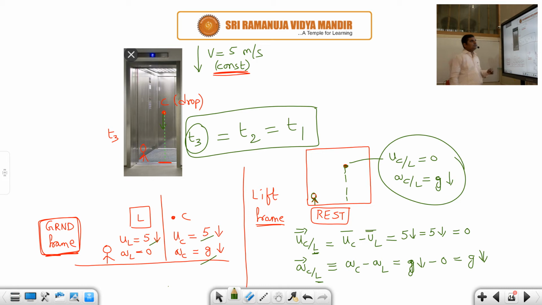In the previous session, we saw that when the same girl drops a coin outside the lift, the times taken in each case are different. Correct or not, students? But if the same coin is dropped from inside the lift, the times are equal. All the coins will reach the floor of the lift in the same time. So this is how interesting this chapter is.